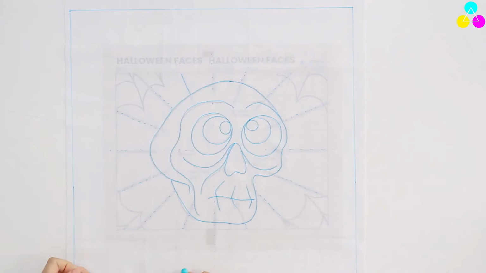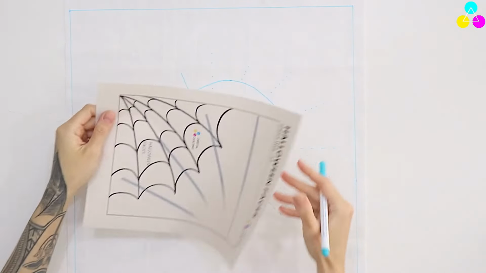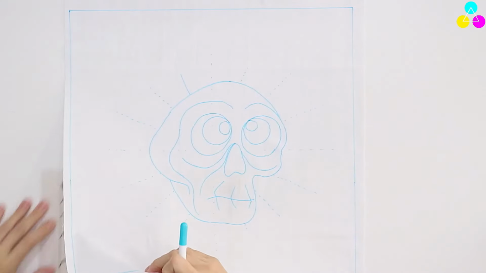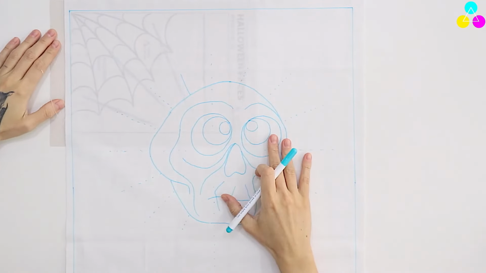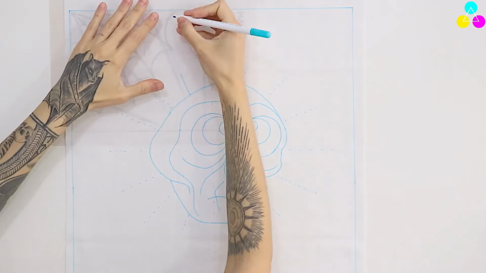Okay, so now I'm going to take that off, and I'm going to grab the spider web, and I'm going to place it aligned with the four corners, and I'm going to mark.